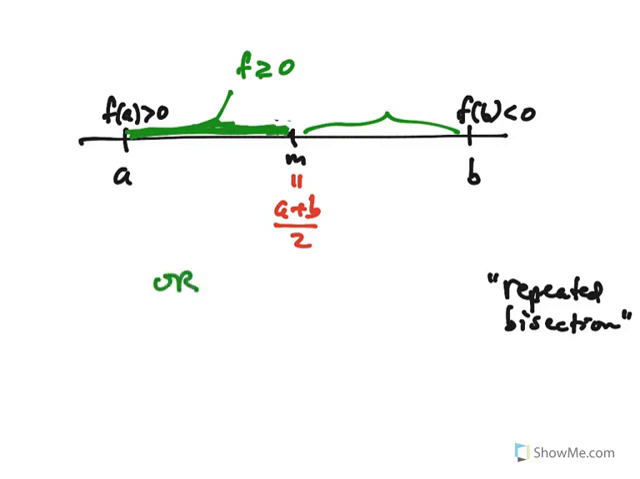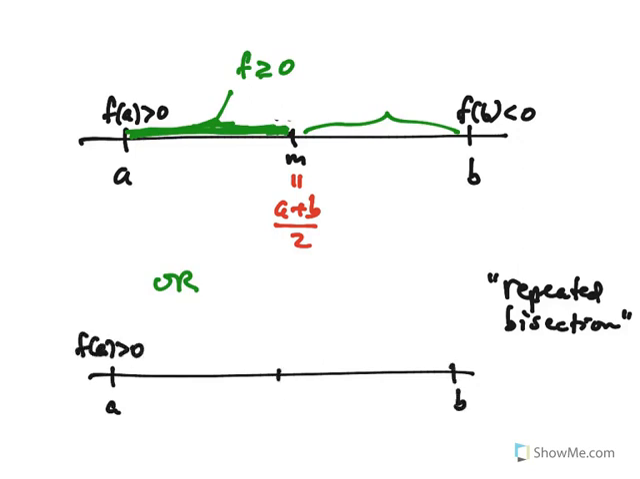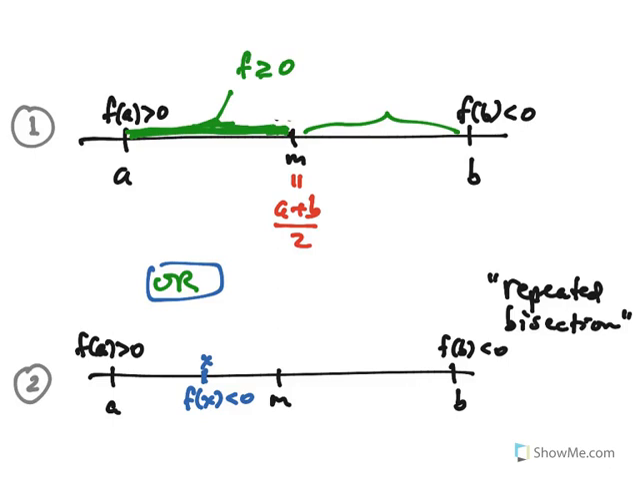Or the other possibility is that we could have at least one point in here, let me call this point x, where the function's value is negative. So there's a disjunction between these two. One or the other must be the case. Let me call these two cases, case 1 and case 2.